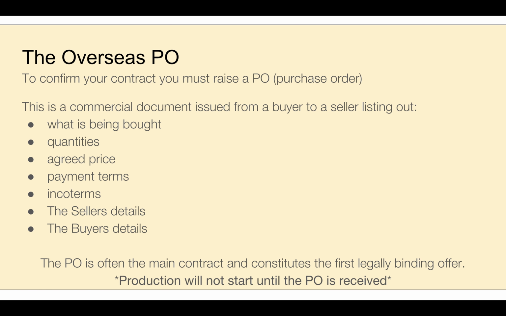The overseas PO. To confirm your contract, you must raise a PO, which is a purchase order. This is a commercial document issued from a buyer to a seller which lists out the below: what is being bought, the quantities, the agreed price, the payment terms, the Incoterms, the seller's details, and the buyer's details. The PO is often the main contract and constitutes the first legally binding offer between the seller and the buyer. Production will not start until the PO is received.